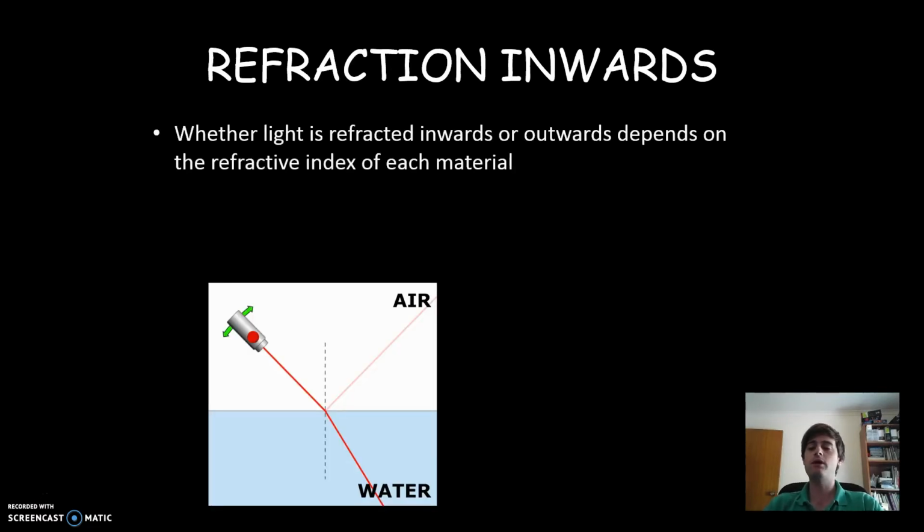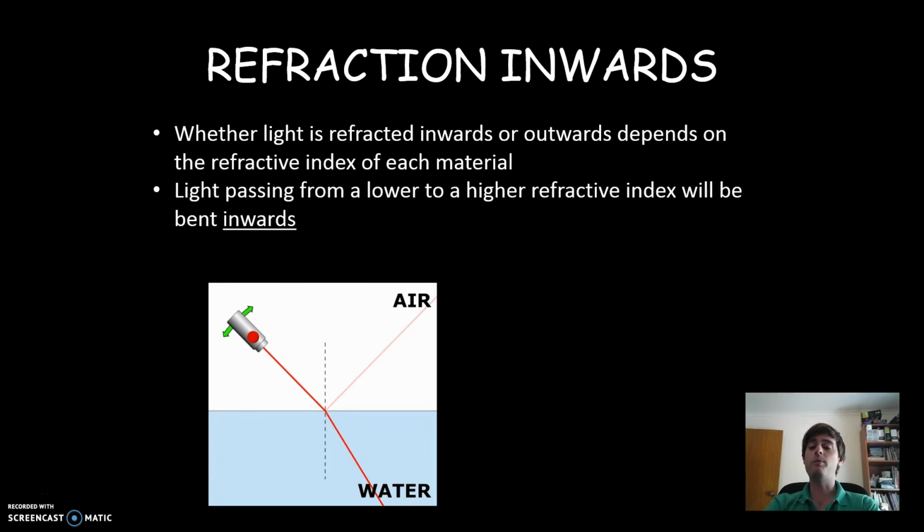Okay, so our first example here would be refraction inwards. Whether light is refracted inwards or outwards depends on the refractive indices of the two materials and how they compare to each other. Light will be bent inwards when it goes from a material with a lower refractive index to a material with a higher refractive index. For example here, we're going from air into water. We know that air has a refractive index of 1 and water has a refractive index of about 1.33. So we're going from lower into higher. When that occurs, the light ray will be bent inwards.